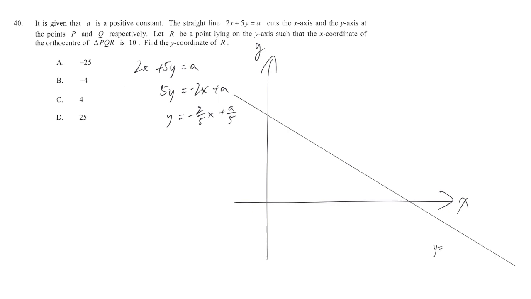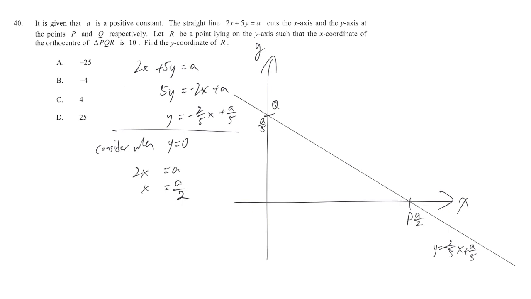So this line is y equal to negative 2 over 5 x plus a over 5. And then afterwards, label point P and Q. Just now, point Q, we already know this is a over 5. What is point P? Maybe we consider when y is equal to 0, then 2x is equal to a. x is equal to a over 2. So we know this is a over 2 now. This is 0.